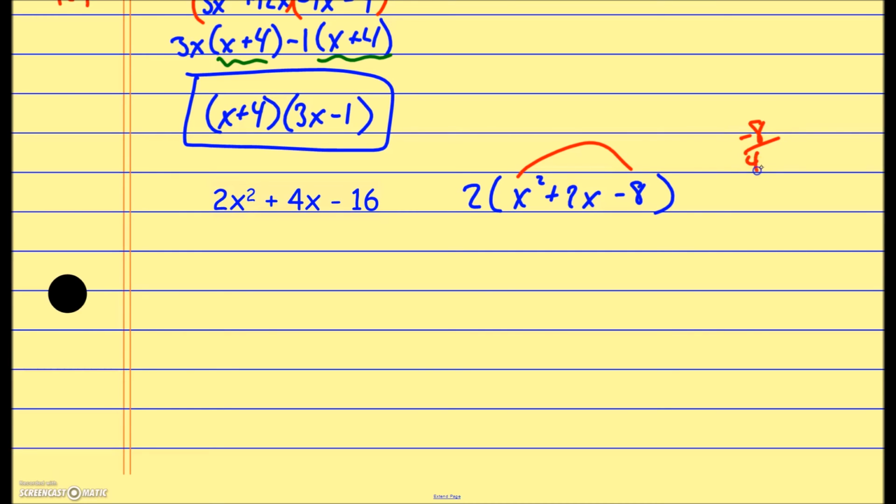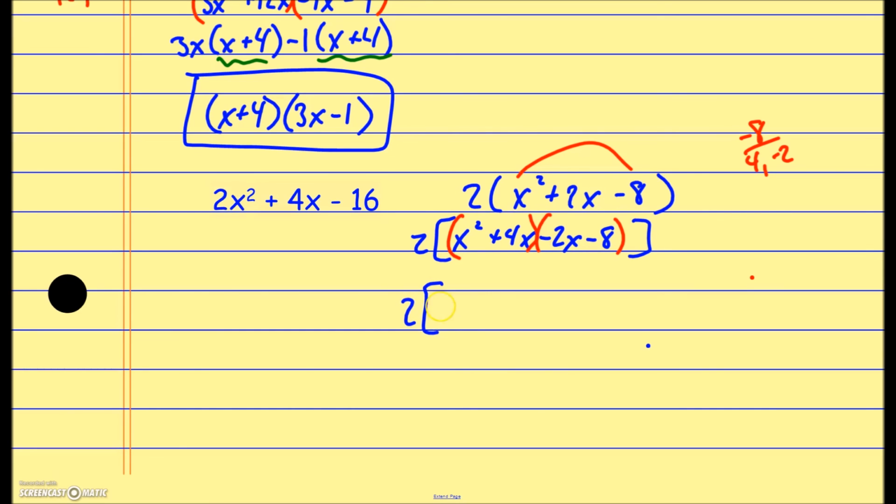The two numbers are going to be a positive 4 and a negative 2. So I split up the middle term. Again, this 2 is just going to kind of tag along for the ride. So I'm going to rewrite this as a 2x squared plus 4x minus 2x minus 8. And now I can do my factoring by grouping. So I group the first two terms together. I group the second two terms together.